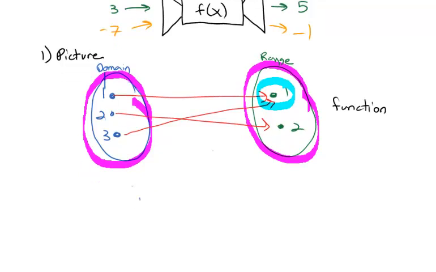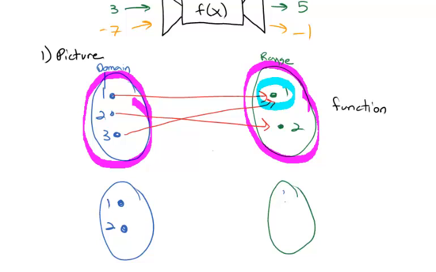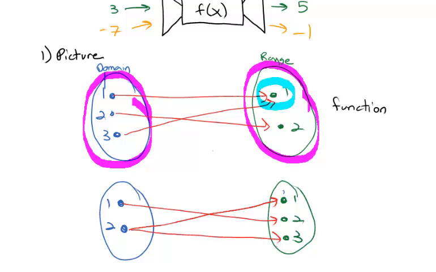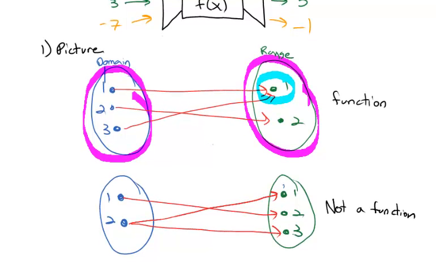We could contrast that with this domain. Maybe it's got 1 and 2 in it. And how about this range? It's got the numbers 1, 2, and 3 in it. And let's say 1 maps to 2, 2 maps to 1, but 2 also gets mapped to 3. Notice the 2, the input value, is going 2 different directions. That's not allowed with functions. So we say that is not a function, because each input can only have one possible answer on the right in the range.